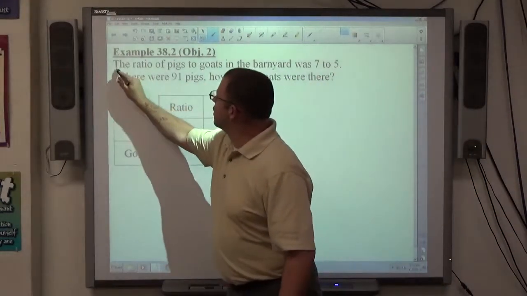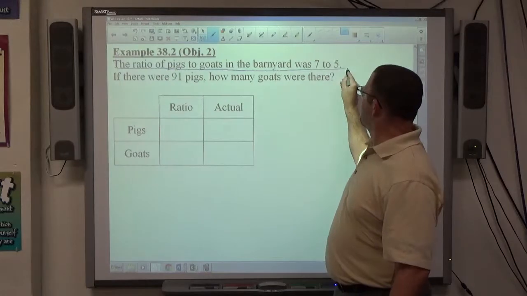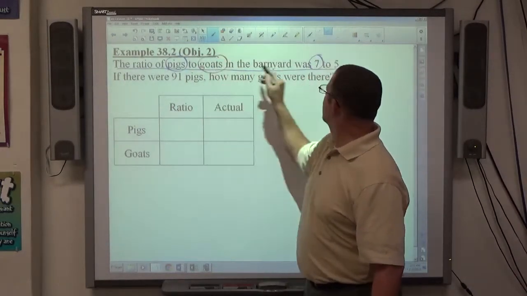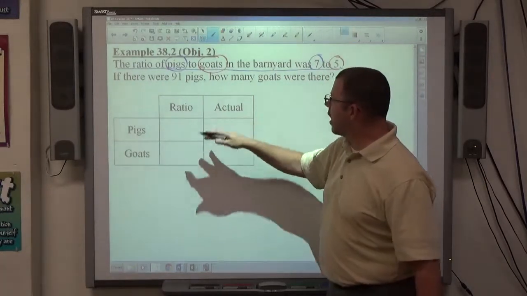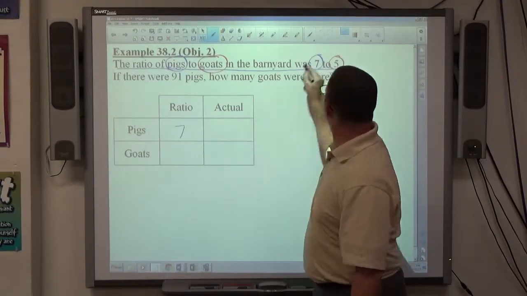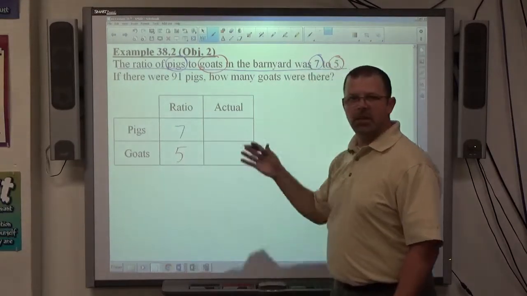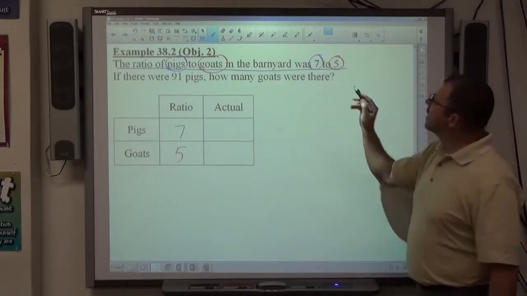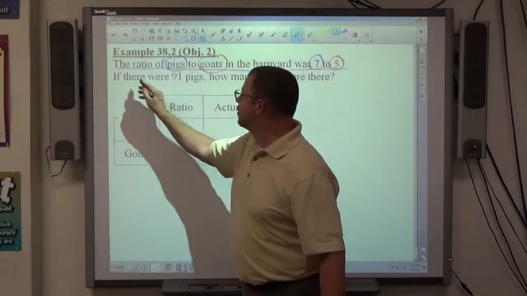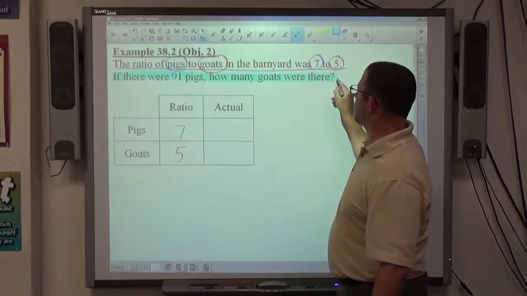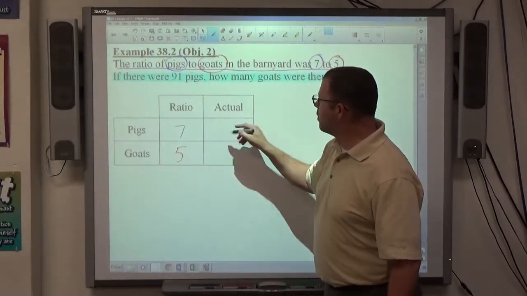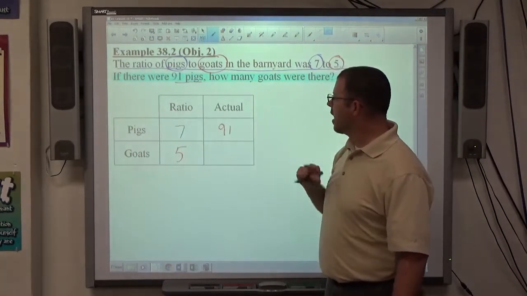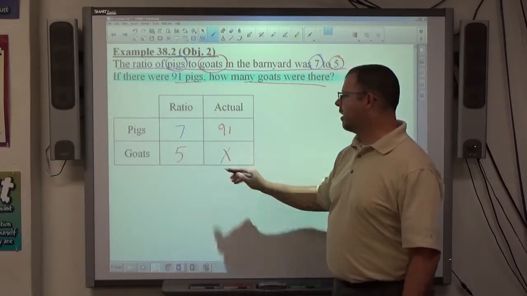But the first sentence says the ratio of pigs to goats in the barnyard was 7 to 5. So pigs is first, 7 is first, goats is second, 5 is second. So in the ratio column, I'm going to put 7 with pigs and 5 with goats, because that's the ratio they give me of the two types of animals in this problem. The second statement tells us actual things. There were actually 91 pigs. How many goats were there? All right, so the exact number of pigs is 91. And I'm putting that in the pigs row because that's how many pigs there were. How many goats were there tells me I don't know that information.